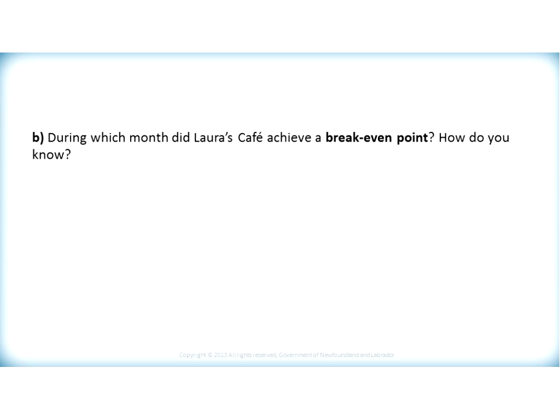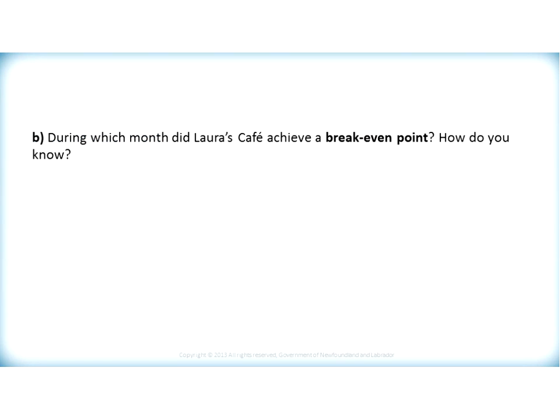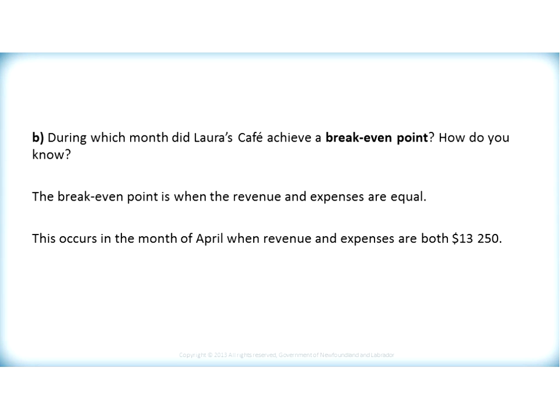During which month did Laura's Cafe achieve a break-even point? How do you know? Well, a break-even point occurs when the revenue and expenses are exactly the same. And if we look at our table, this occurred in the month of April. We can see that her revenue was $13,250 in April, and her expenses were also $13,250. So the break-even point is when the revenue and expenses are equal. This occurs in the month of April when both revenue and expenses are $13,250.